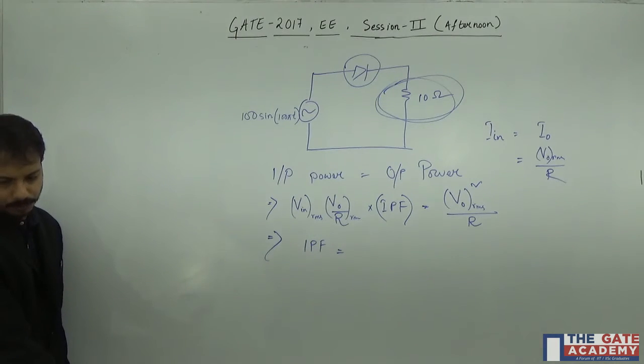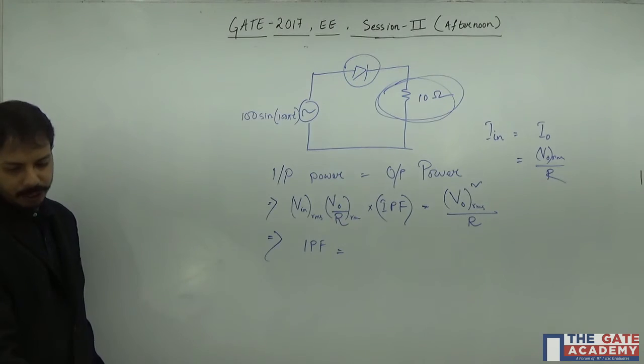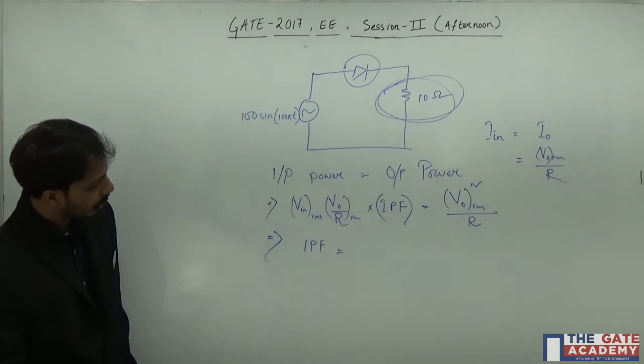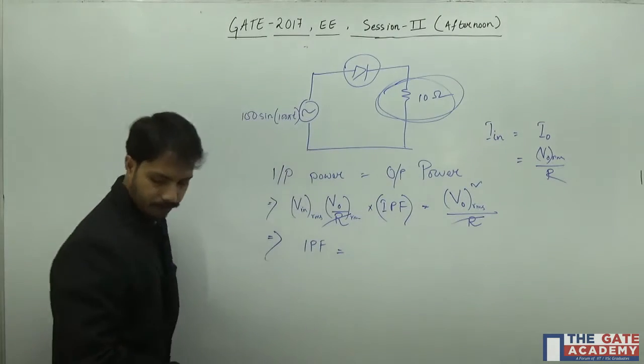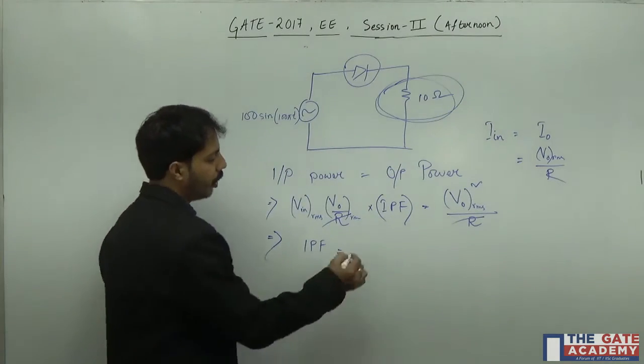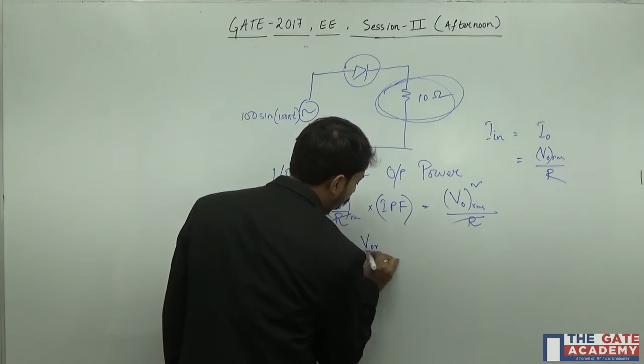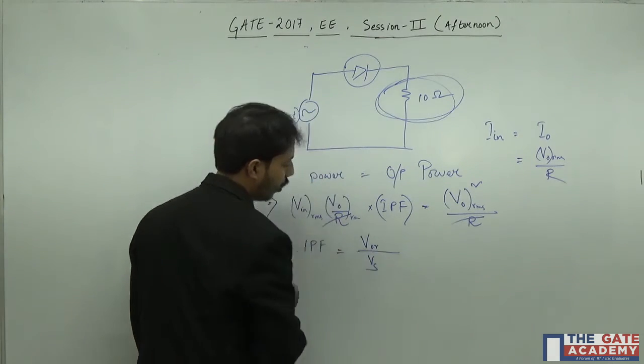So if you calculate and if you find out the values, ultimately what you will get is this will cancel out. So ultimately it will be V output RMS by V input RMS.